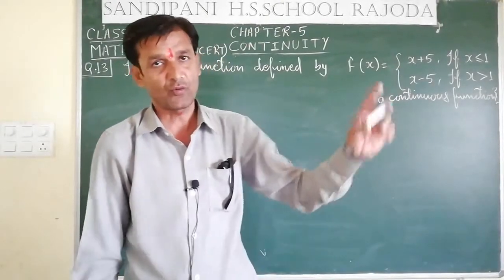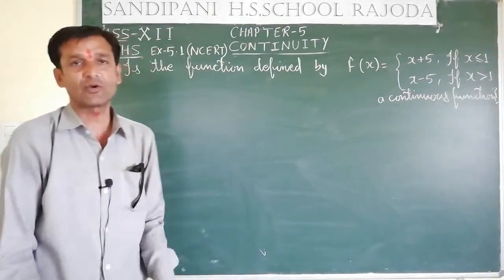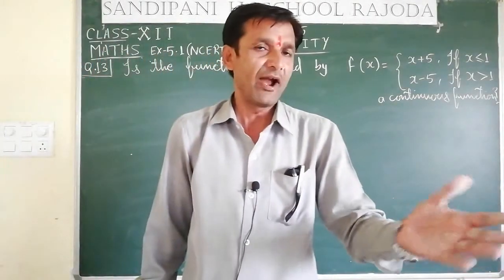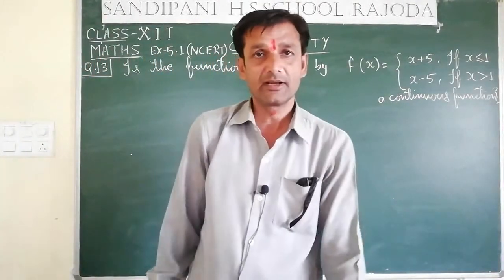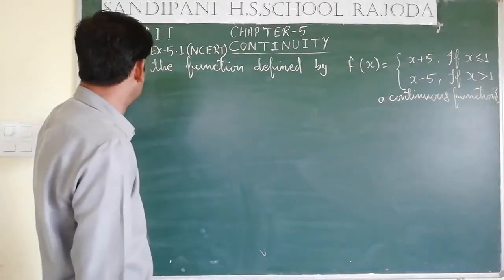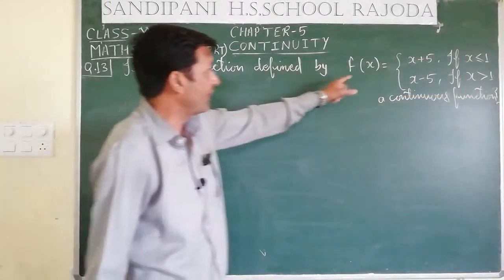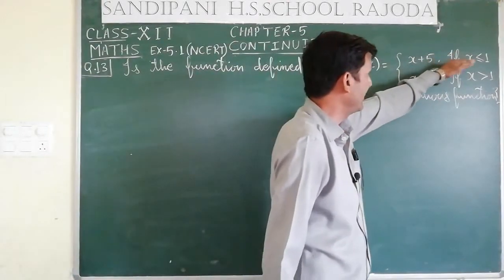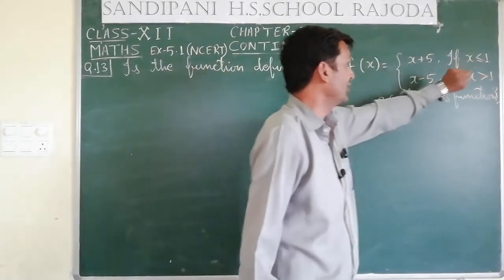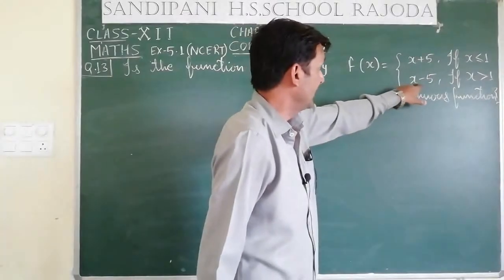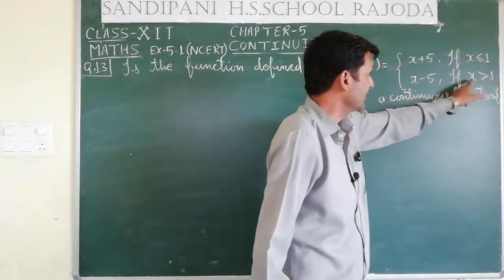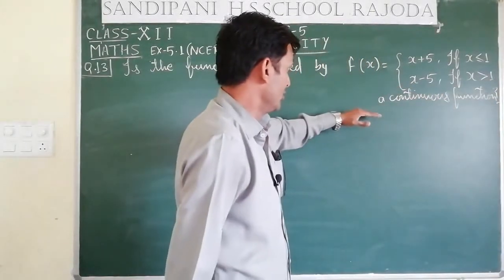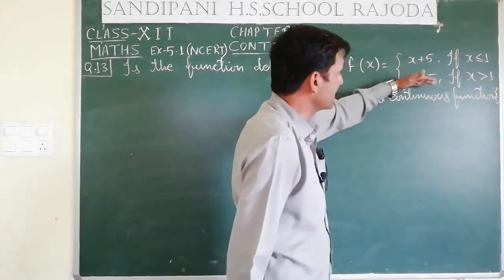Again one more question, but now the pattern of the question is changed. In the previous question it was written that find all the points of discontinuity. But here it is asked, is the function defined by f of x is equal to x plus 5 if x is less than or equal to 1, but in case of x minus 5 it is x where x is greater than 1. So this function is defined in two parts.